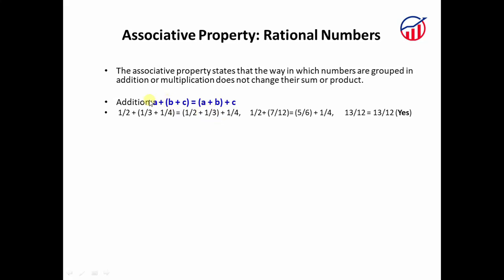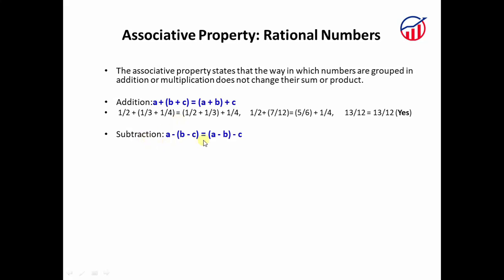As usual, we use BODMAS. You sort out the bracket first, so you'll have half plus 7 upon 2 on the LHS and 5 upon 6 plus 1 upon 4 on the RHS. When you solve this, you're going to get 13 upon 2 on the LHS and 13 upon 2 on the RHS. Both are the same. Hence, you call that the associative property holds good, or it is true for addition for rational numbers. Next, we move on to the subtraction.